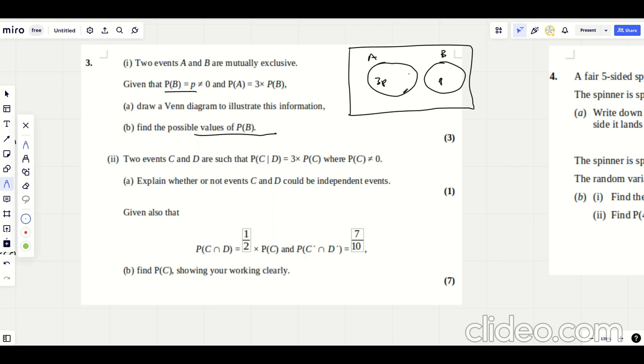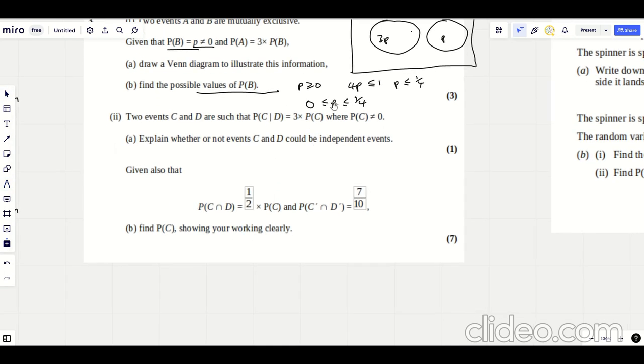Now, find the possible values of P of B. Well, firstly, the probabilities have got to be greater than 0. It doesn't equal 0. So P is definitely going to be greater than 0. But you also know that 4P must be less than or equal to 1. In other words, P is less than or equal to a quarter. So that tells you that 0 is less than P, which is less than or equal to a quarter. It's almost so simple it catches you out, that question. Okay, that's a range of values of P of B, which is, of course, P.